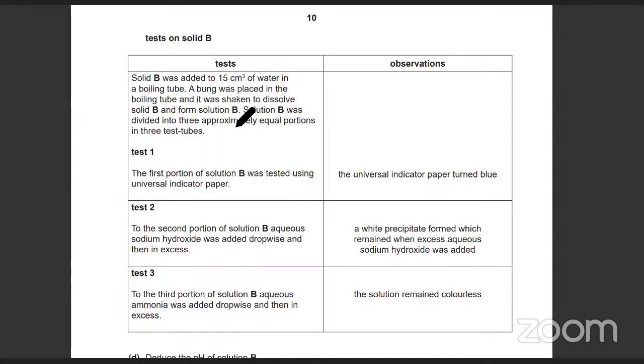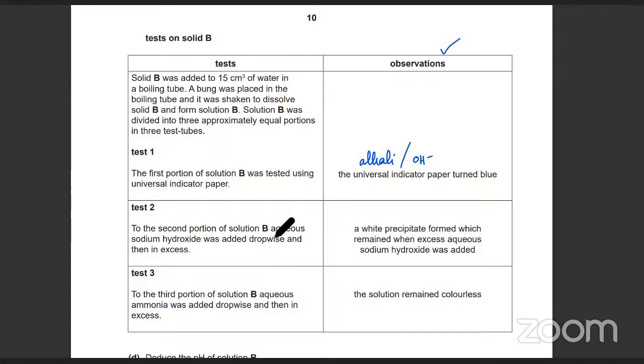Solution B was divided into 3 portions. For the first portion, when universal indicator goes blue, what does that mean? Is it an acid or a base? It's an alkali, a base, so it probably contains OH ions. Not sure, maybe it contains. He hasn't even asked for anything yet.